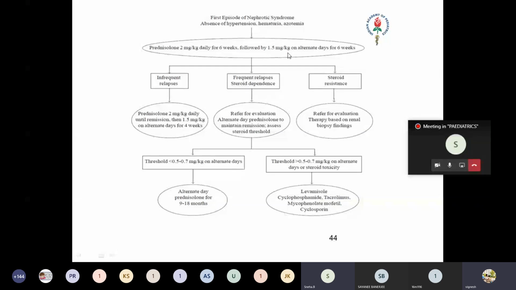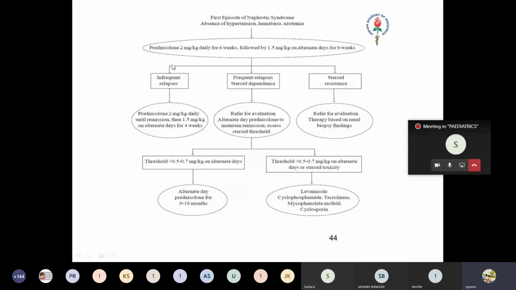Then you should go on tapering the steroid, prednisolone. You begin with 2 milligrams; once 6 weeks are over, in the remission period you should change over to 1.5 milligram per kg body weight on alternate days, for a total of 6 weeks, gradually tapering. This is the commonest case of a single first episode of nephrotic syndrome.